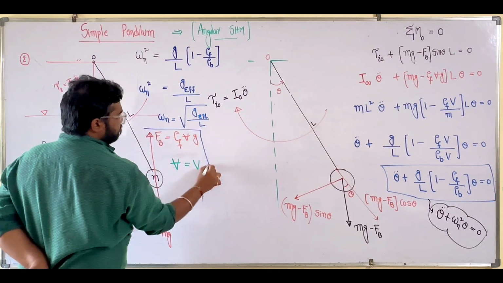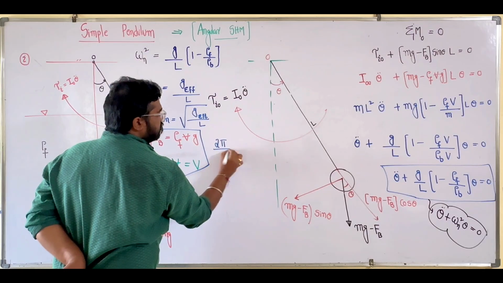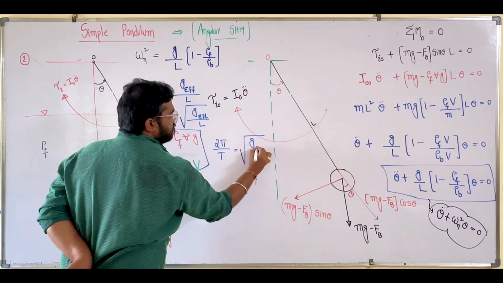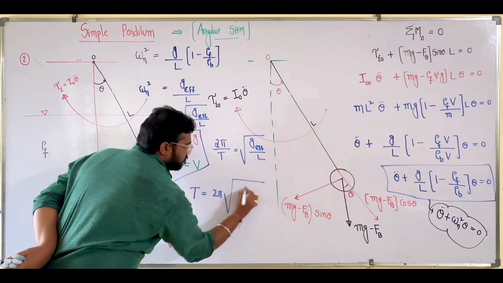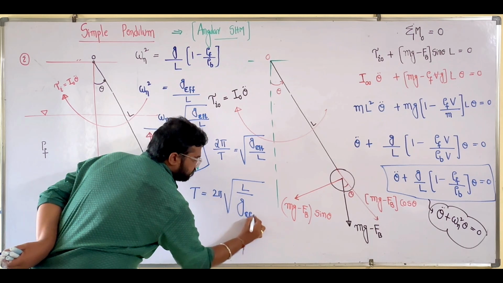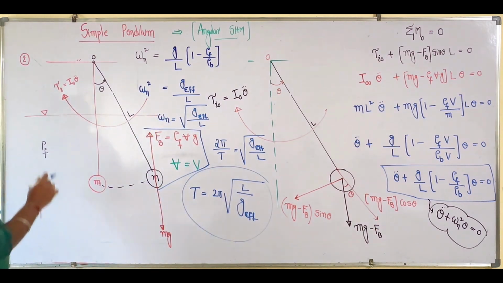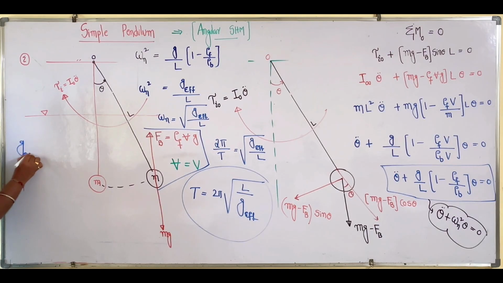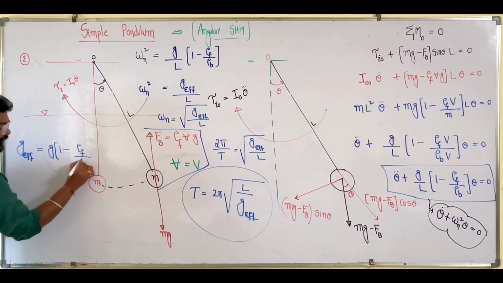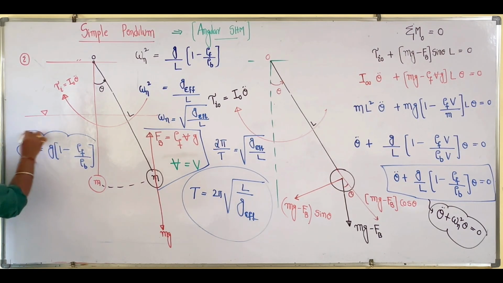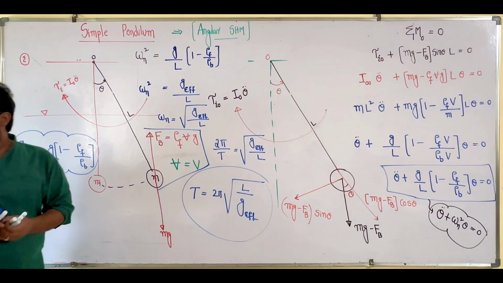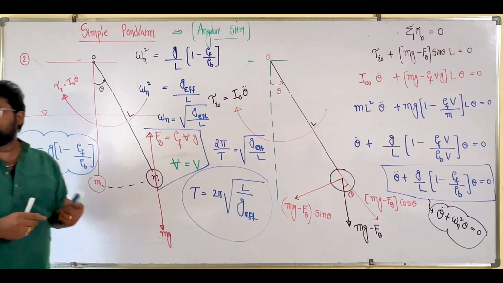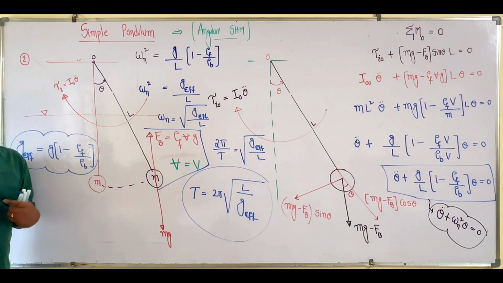Then 2 pi by T equals square root of g effective by L. So T equals how much? T equals 2 pi square root of L by g effective. Here, what is g effective? g effective is g into 1 minus density of the fluid by density of the body. This is the regular procedure to determine the time period of oscillation when the simple pendulum is in the fluid.